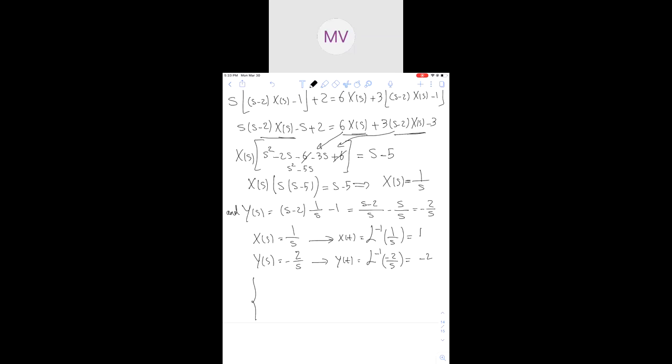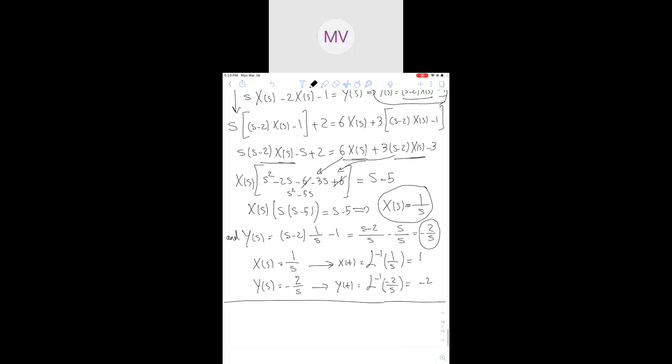Okay, but that was a very simple example, and you ended up with a simple expression for x of s and even y of s, and we could easily take Laplace inverse. But that's another good application of a Laplace transformation. Not only can you solve differential equations, one variable differential equations, you can also solve systems of equations. Any questions so far?